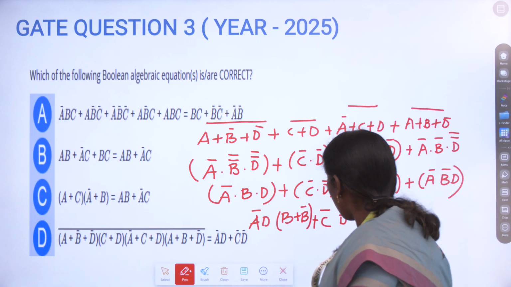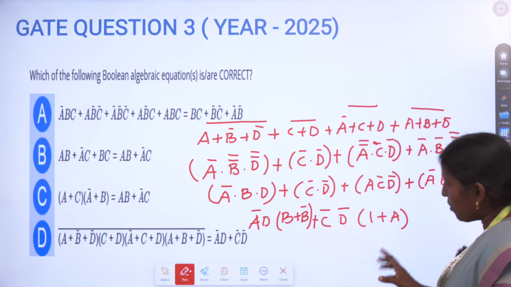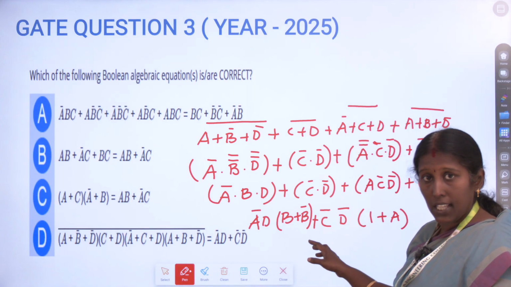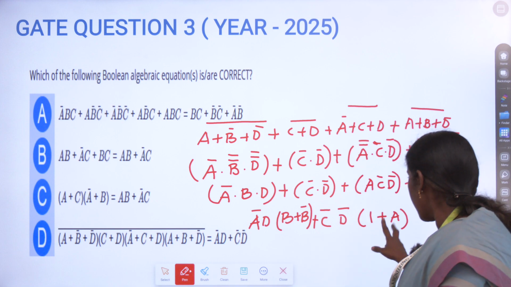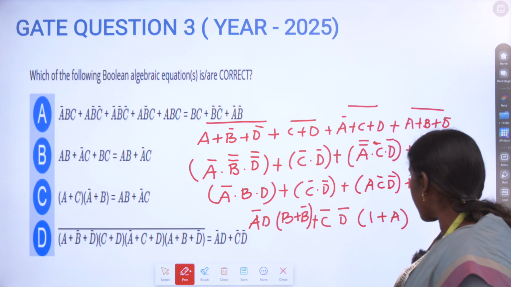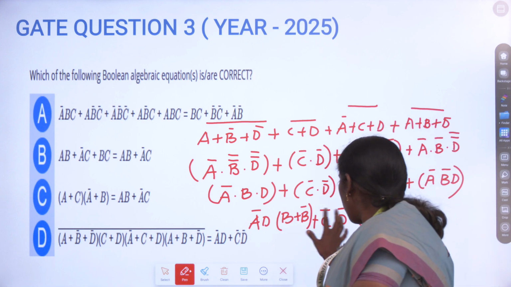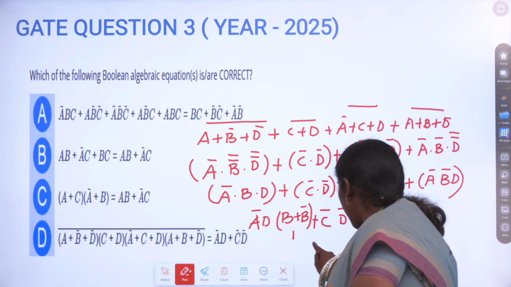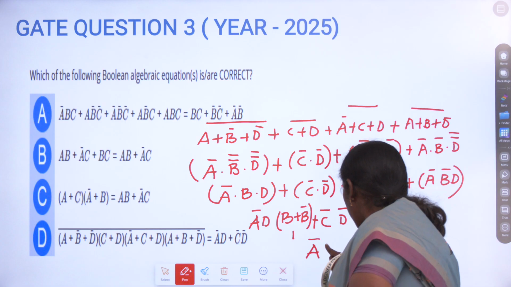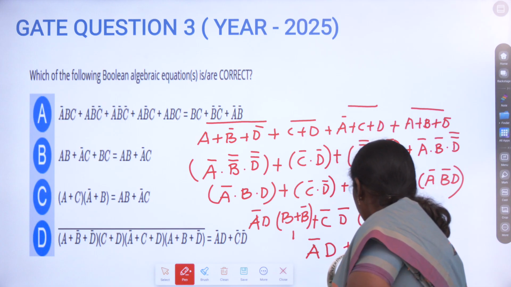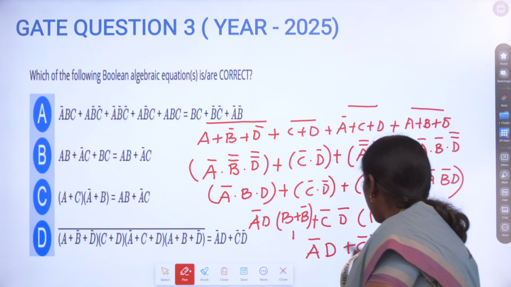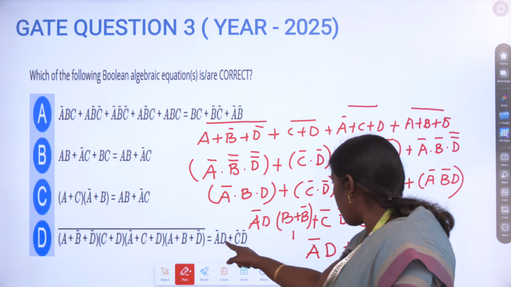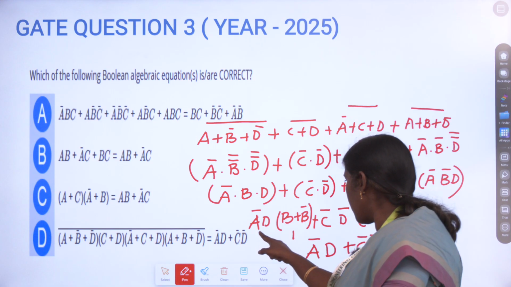Again, let me apply the laws. While applying the law, it is very clear that B plus B bar, or A plus A bar, is equal to 1. And similarly, we know that 1 plus A is equal to 1. So I told this is 1, I told this is 1. So finally, you will be getting A bar D plus C bar D bar. Let us check with our RHS. What is the RHS given here? A bar D plus C bar D bar.